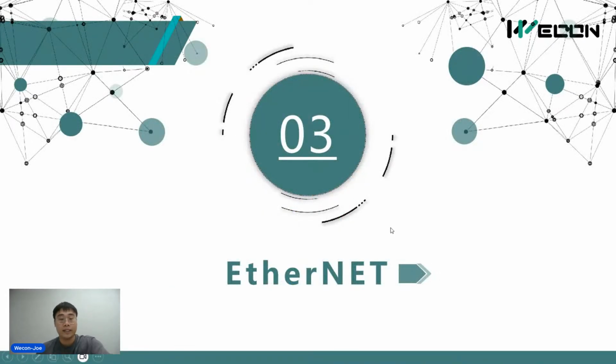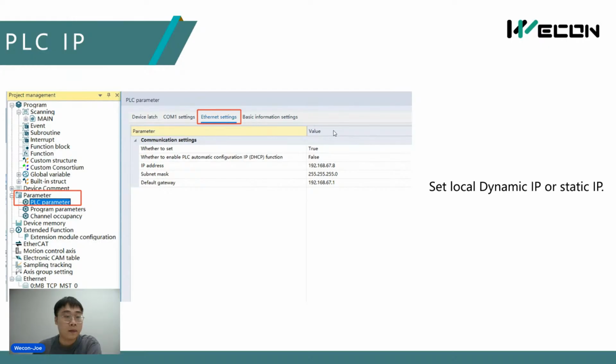So next part is I will introduce Ethernet. Next I will use the Modbus TCP as an example, and the A500 PLC is the client. Okay, the first is still the net setting, like 5V2.